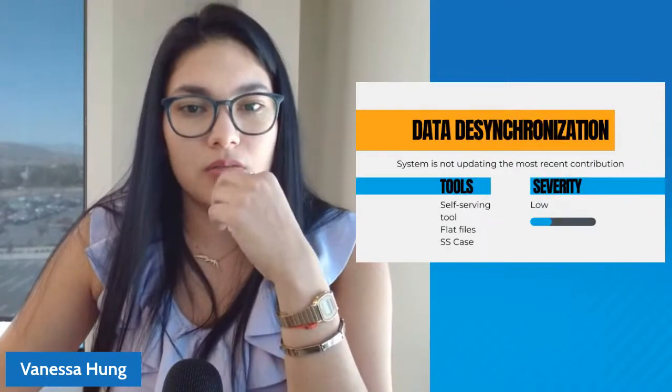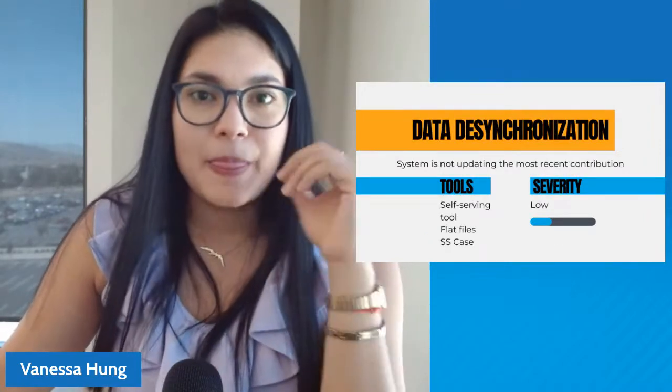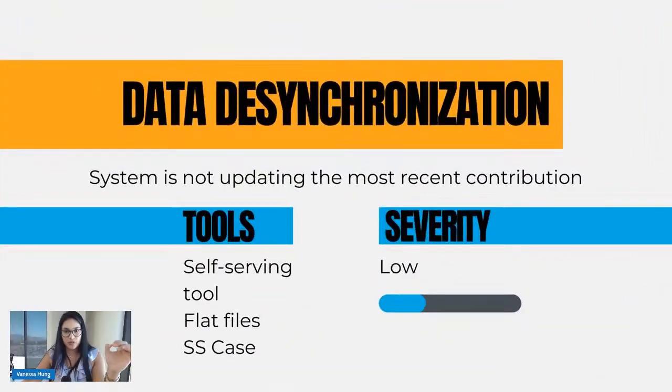Okay, so let's talk about data desynchronization. The definition of this issue is that the system is not updating the most recent contribution. So you change the color and the color is not reflecting in the front end. The caveat here is that it changed in the back end. For example, if you change the color and instead of white, you want it to say black, you now see in Seller Central that it says black, but in the front end, it still says white.